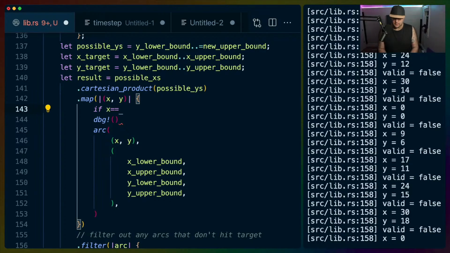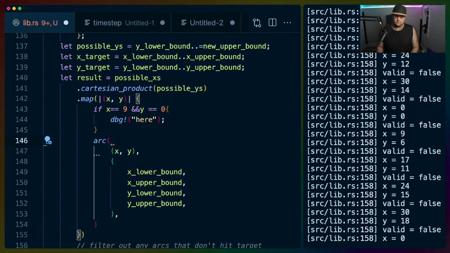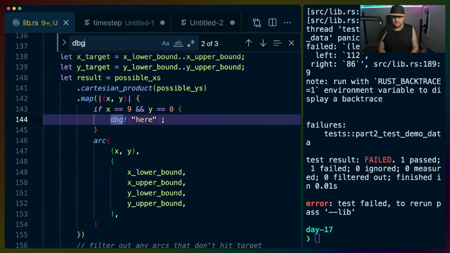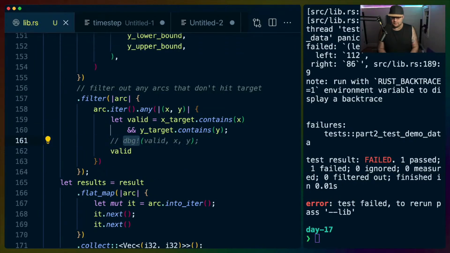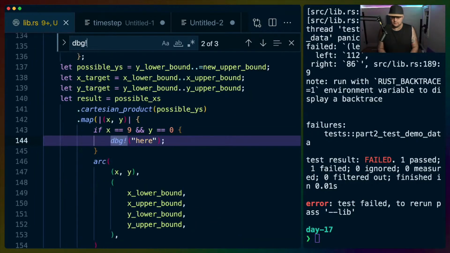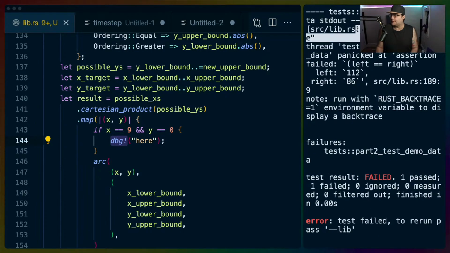If x equals 9 and y equals 0, debug here. Right, and we're just going to follow this one through. I need to get rid of the other debugs, I think, because they're going to be super noisy. Okay, so we do this. Do we see here? We do see here.